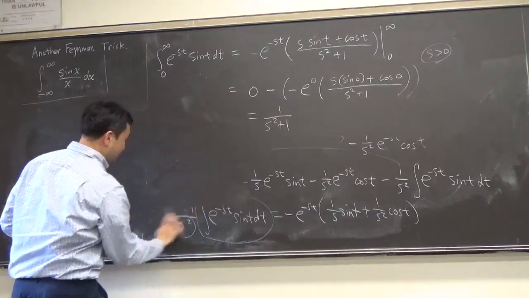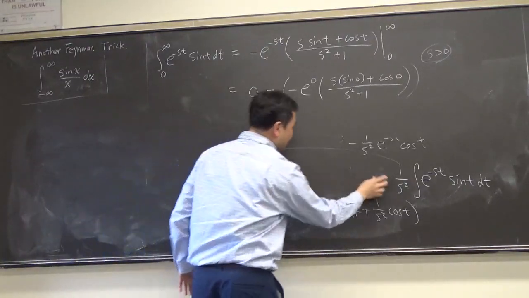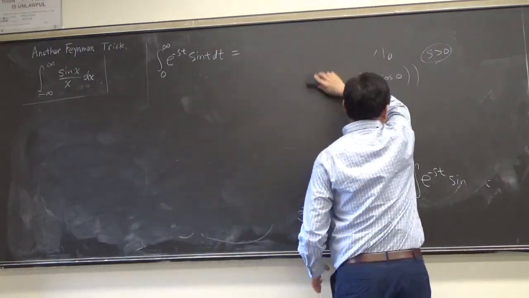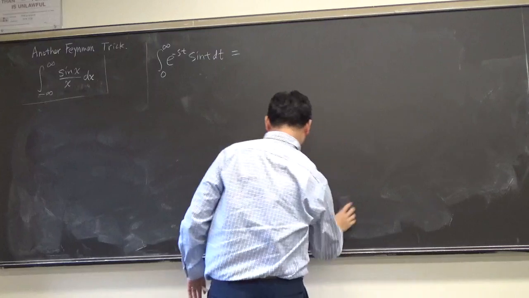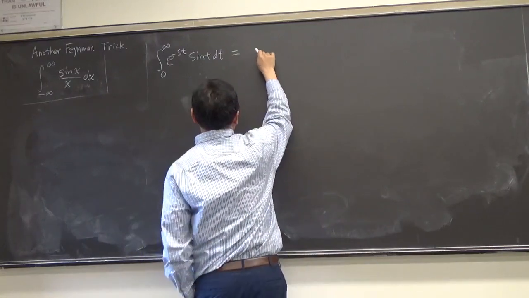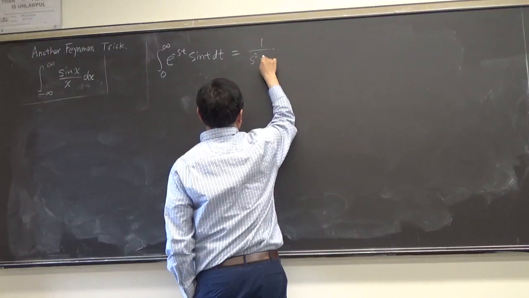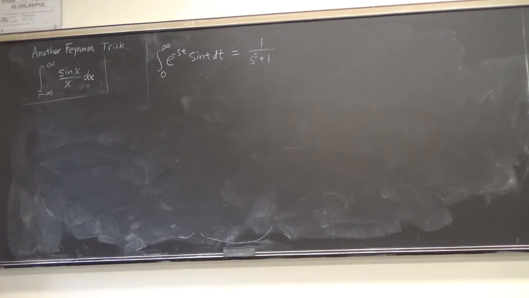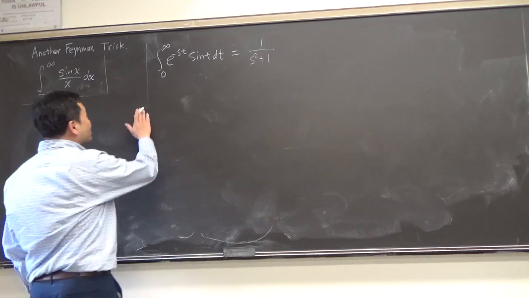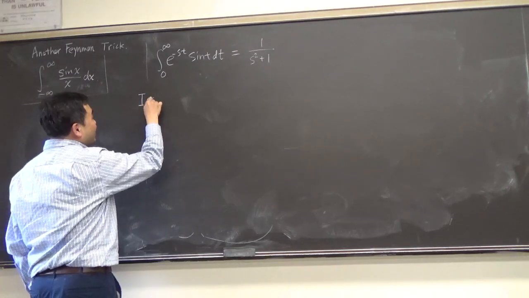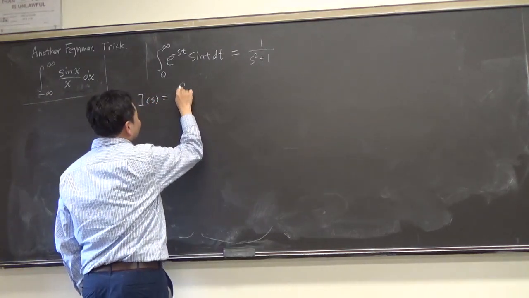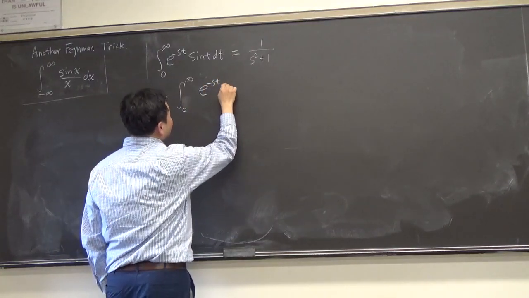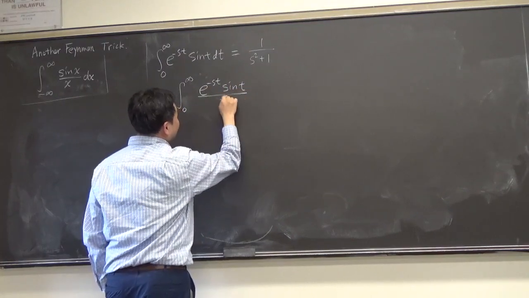So we have that. Now how is this related to what we are trying to do? We're going to put this as 1 over s squared plus 1. What we are trying to do is define I of s as the integral from 0 to infinity of e to the negative st sine t divided by t dt.